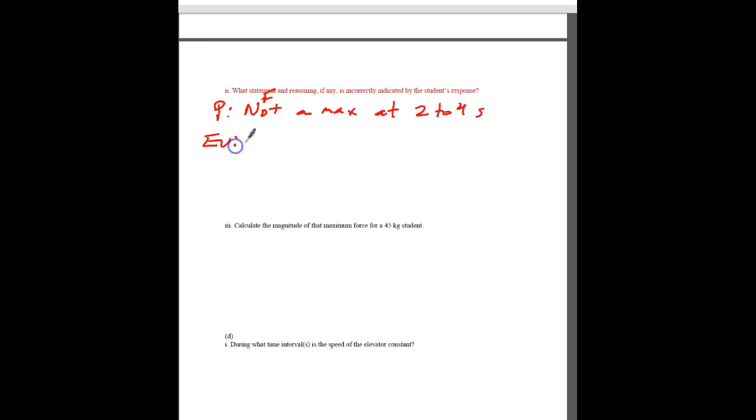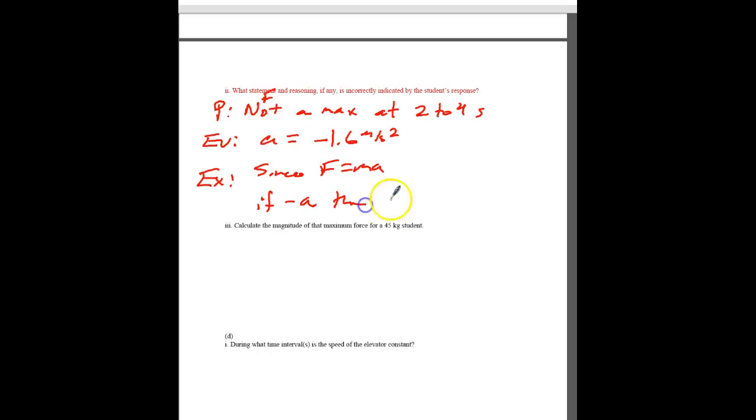Our evidence is the acceleration is equal to negative 1.6 meters per second squared. And so our explanation is since F is equal to ma, if I have a negative a, then I have a negative F, and that would be the smallest or the minimum force. And that would be your explanation. So another 3 points there.